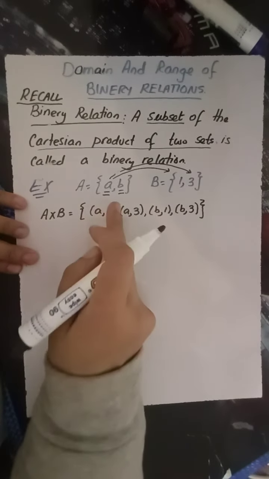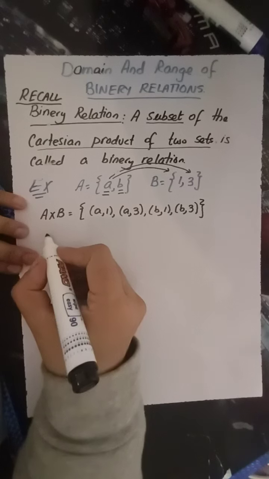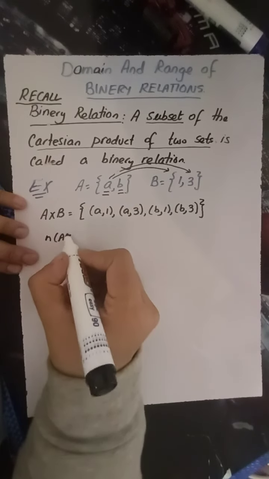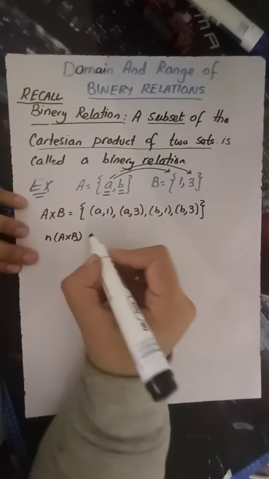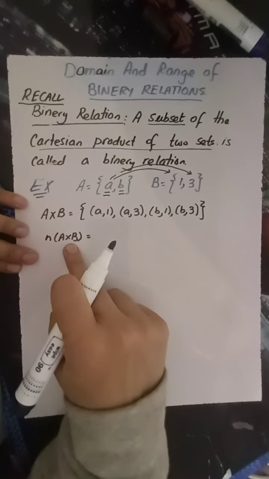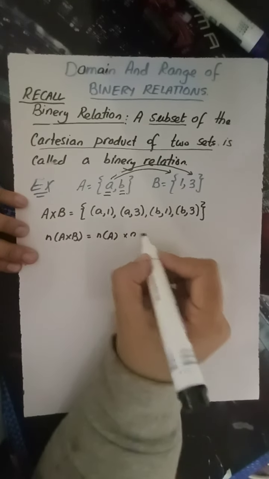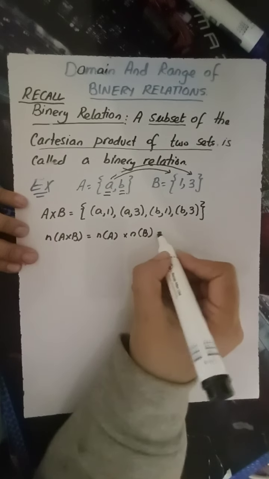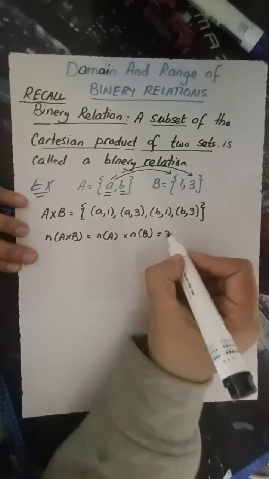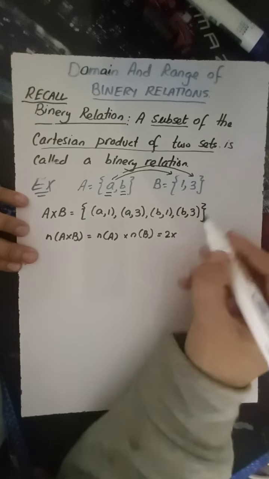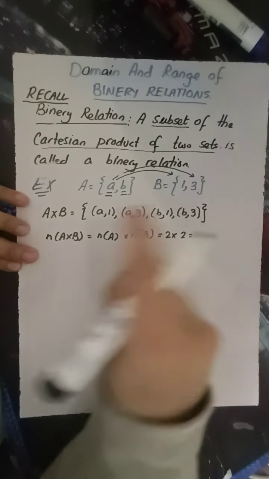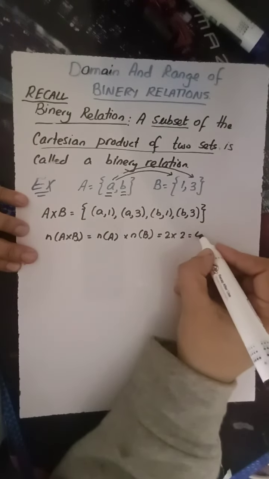Now the number of elements in A cross B can be checked by finding the product: the number of elements in A cross B is always equal to the number of elements in A times the number of elements in B. Okay, so the number of elements in A is 2 and the number of elements in the set B is also 2. So the number of elements in A cross B should be 4.